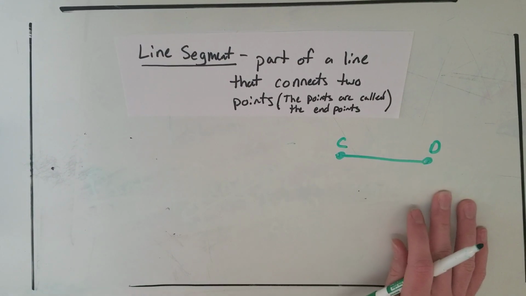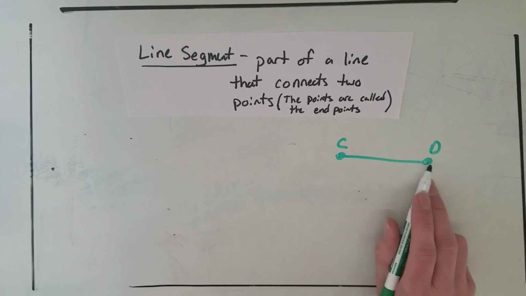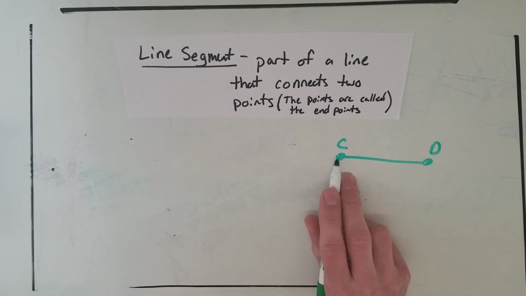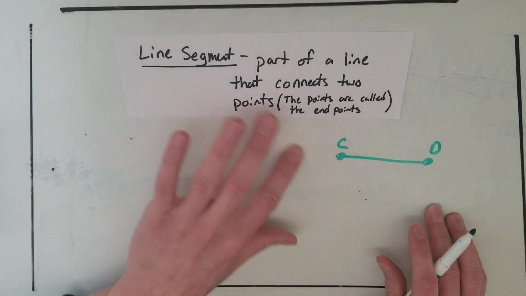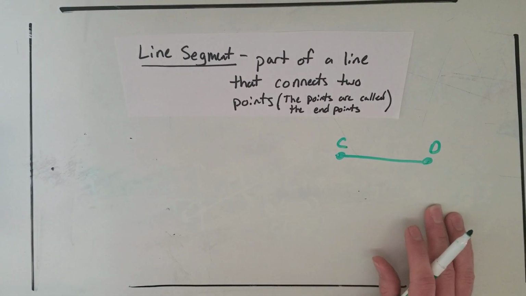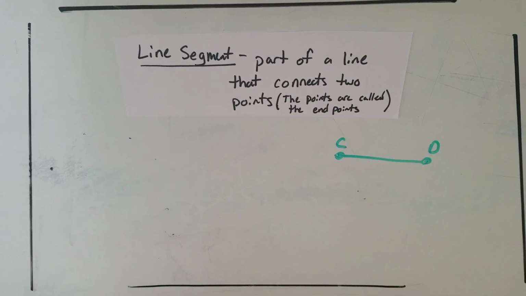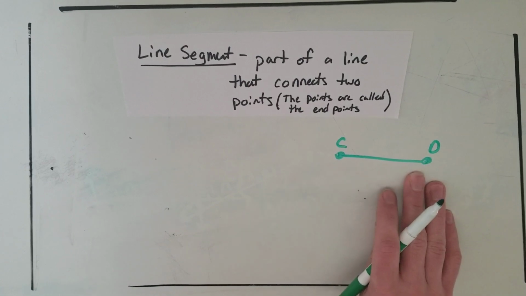So a segment actually is measurable. There's a way to find the length of this, the distance from C to D. It's like the shortest path between them. That's why, with line segments, you can actually find the distance, which can be really useful. But let's say we're just talking about line segment CD.